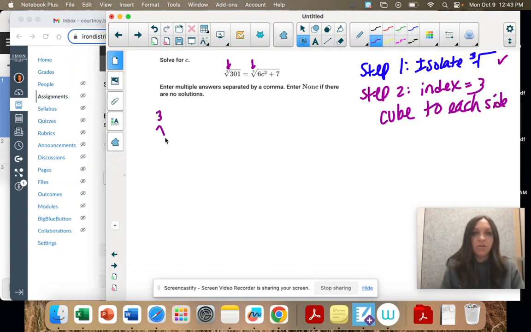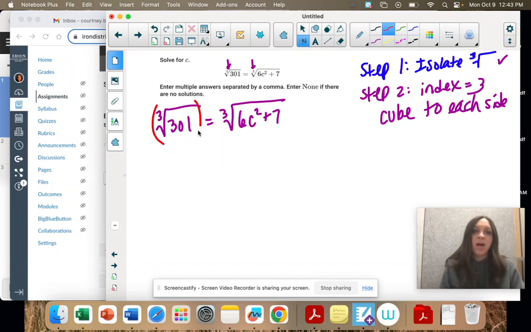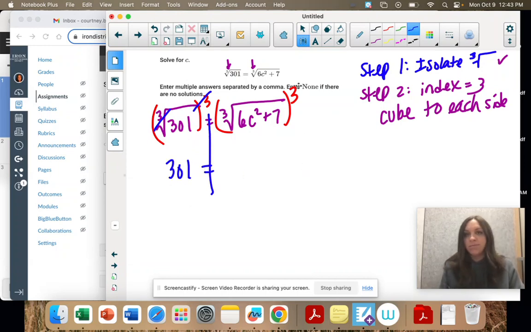So I have cube root 301 equals cube root 6c squared plus 7. So what happens when I take the power of 3 to a cube root? Those are canceling maneuvers. So the 3 and the cube root, and we're left with just what's underneath. So 301. Same thing over here. Cube and cube root, and we're left with what's just underneath. So I have 301 and 6c squared plus 7.